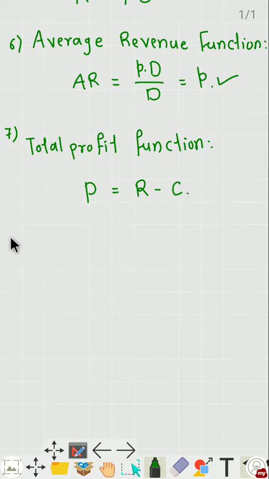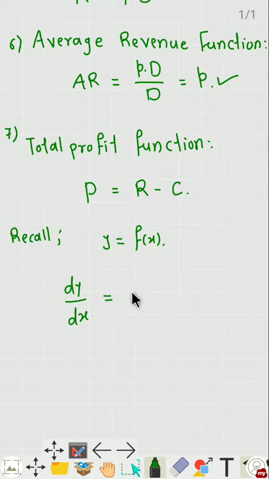We recall that if y is equal to f of x, y is a function of x, then the rate of change in y with respect to change in x is denoted by dy by dx, and it is nothing but the derivative of the function f with respect to x. In economics, the rate of change is called marginal.